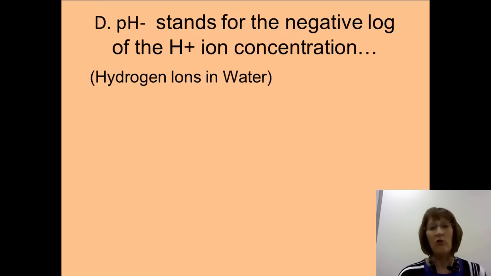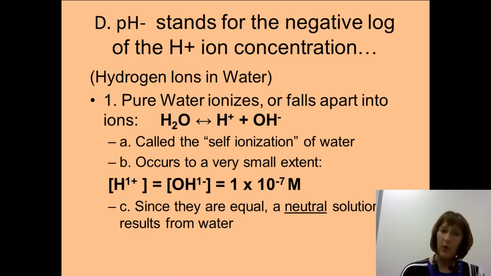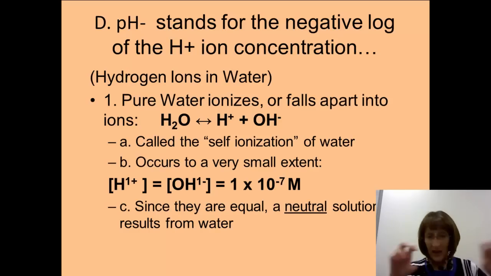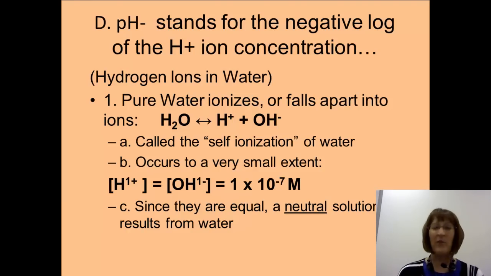So you've got these hydrogen ions in water. Pure water ionizes or falls apart into ions. Remember, we talked about in the last section, H plus and OH minus. It does do that a little bit on its own, but not very much. They call this the self-ionization of water, and it occurs to a very tiny extent. How much? At any one point, you're going to have, see that number down there? 1 times 10 to the negative 7 moles of the hydrogen ions in water.